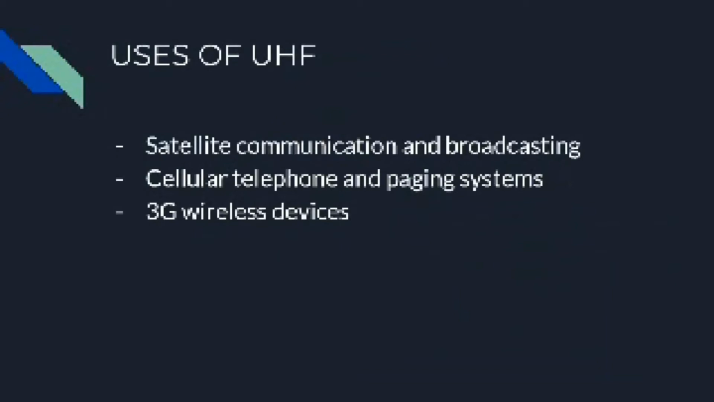The uses of the UHF band. The UHF band is extensively used for satellite communication and broadcasting, in cellular telephone and paging systems, and by third generation 3G wireless services. Because the frequency is high and the band is vast, a span of 2.7 GHz from the low end to the high end, wide band modulation and spread spectrum modes are practical. Channels and subbands within the UHF portion of the radio spectrum are allocated by the International Telecommunication Union, or ITU.